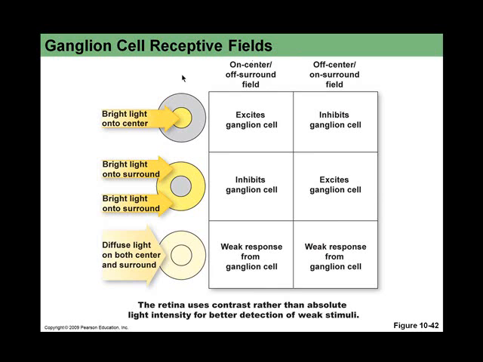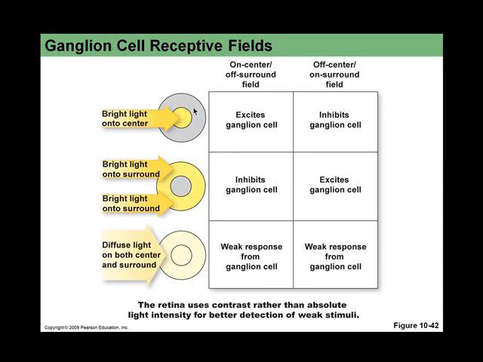So the receptive fields are the next thing to think about. How do we resolve images in the retina through the integration? Convergence and divergence become important aspects here. There can either be the on-center off-surround field or the off-center on-surround field.